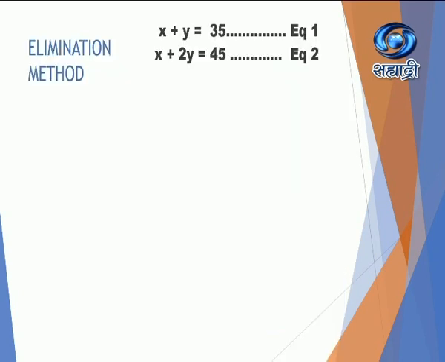Moving on to the next, the elimination method, which we have already learned last year. Let us revise this method once and then we will proceed further. Now here we have two equations, x + y = 35 and x + 2y = 45. Let us label them as equation 1 and equation 2. In the elimination method, we have to eliminate either x or y so that we will be able to solve the linear equation.